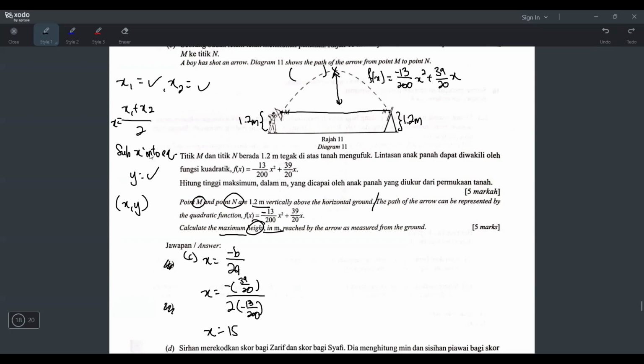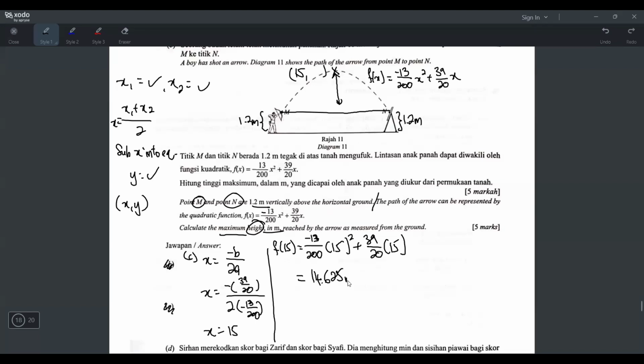Okay, so the x coordinate is 15, but I need the y coordinate, because I want the height later. So I have to sub the x inside the equation here to find the y coordinate. So it becomes f(15) equals negative 13 over 200 x squared plus 39 over 20 times x, with x equals 15. And if I press all these, I will get the answer 117 over 8. If I change to decimal, it gives 14.625 meters.